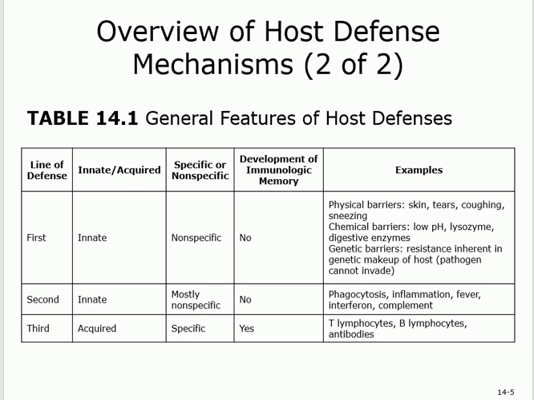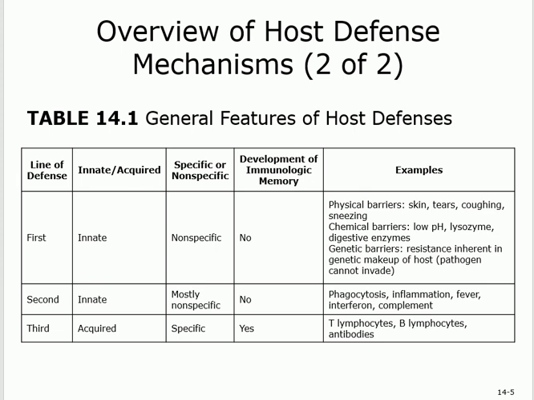If something is irritating your upper respiratory tract, you're going to sneeze. If something is irritating your lower respiratory tract, you're going to cough. In both cases, you are getting rid of something that's entering our respiratory system. Skin is doing the same thing, tears are doing the same thing, mucous membranes are doing the same thing, and so on. The other thing, in the first line, are the chemical barriers.